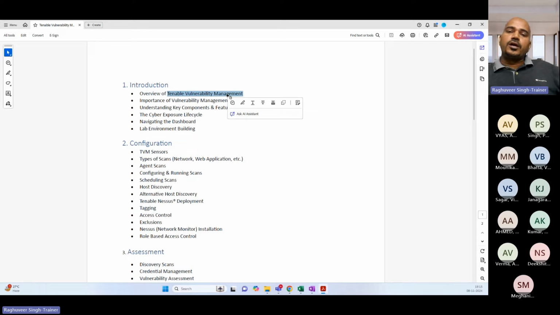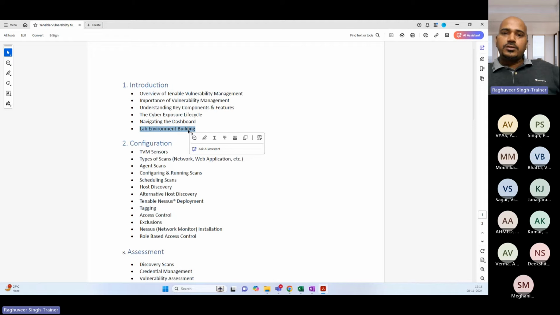It used to be Tenable.io. It used to be something else. It was using some other solution. Today, it is using some other method to discover, identify, and remediate vulnerabilities. We'll talk about the importance of vulnerability management, why it is important in cybersecurity or cloud security or information security, key components of vulnerability management solutions and features, the cyber exposure lifecycle, attack surface area and all that, navigating the dashboard of Tenable Vulnerability Management, and then we will build the lab environment today.